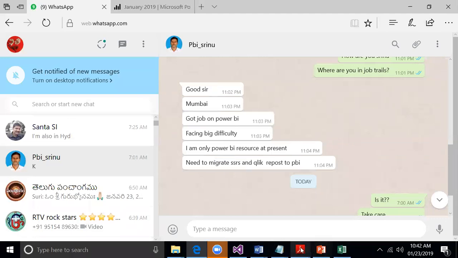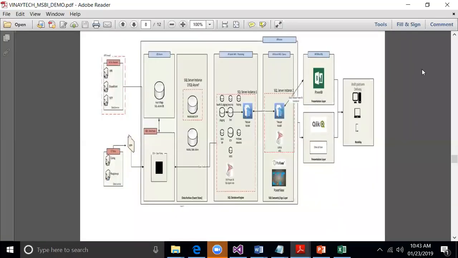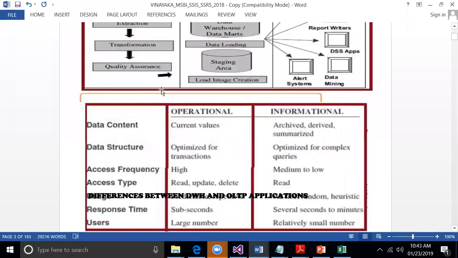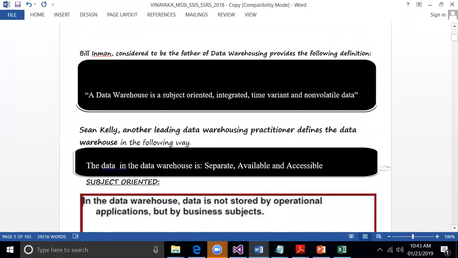Come to the topic. So according to Inmon, prepare a warehouse which is subject oriented, integrated, time variant, and non-volatile. The warehouse should have subject orientation data, integrated data, time variant data and non-volatile data. These four features are called the four principles or four characteristics.